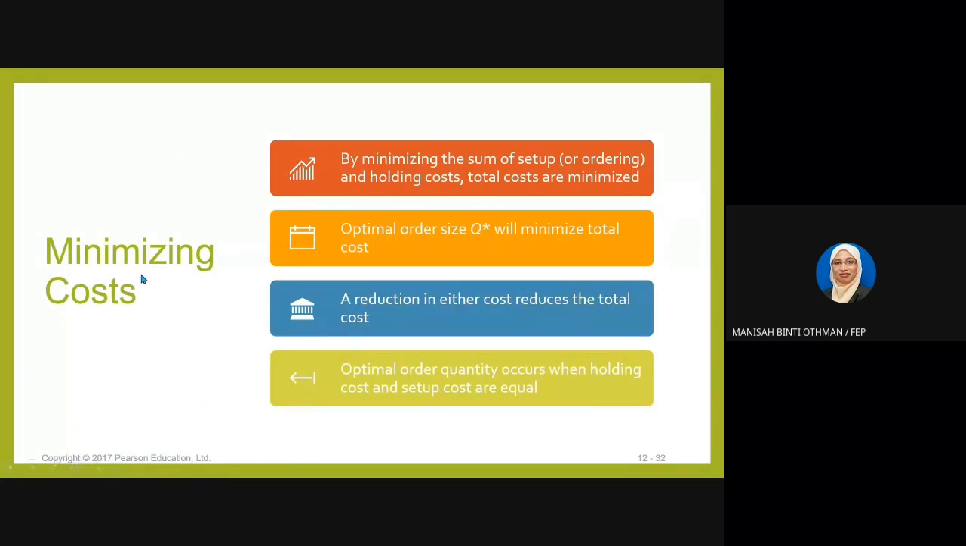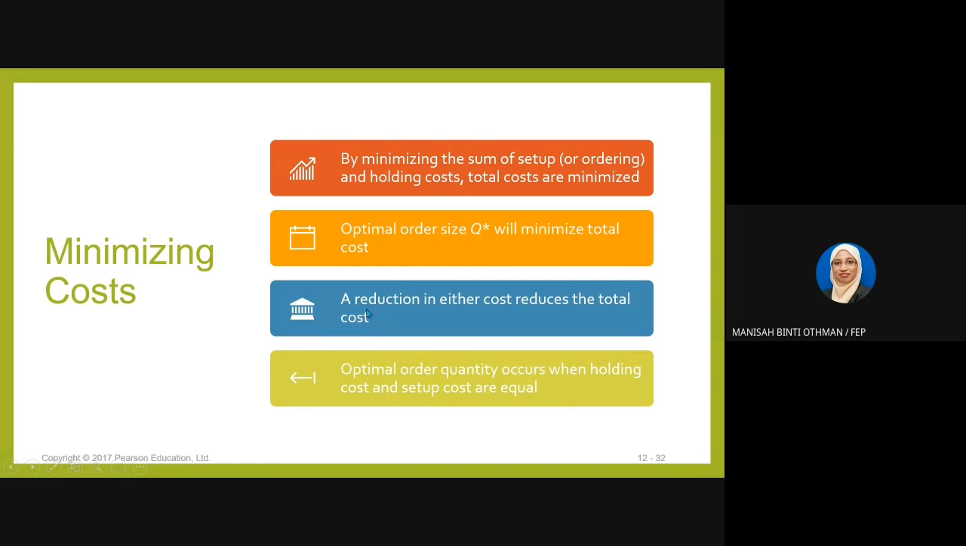Alright, so this is how to minimize the cost. The optimal order size, or quantity, is the point where we minimize the total cost. The optimal order quantity is when holding cost and setup costs are equal. This is the point where it's minimized, when you minimize the sum of setup, ordering and holding costs, so the total cost is at its minimum.